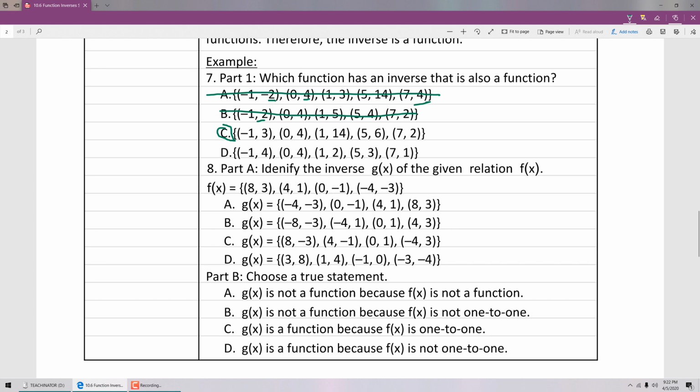Right, so this one says identify the inverse g of x of the given relationship f of x. Okay, so we're just switching the x and y. Okay, so this would be here. Alright, so it says choose a true statement. Okay, g of x is not a function because f of x is not a function. Well, they are. This is a function. All my x values are different. Okay, so that's not true. g of x is not a function because f of x is not a 1-to-1. Well, no, this is a 1-to-1. So because they are both 1-to-1, this is C.